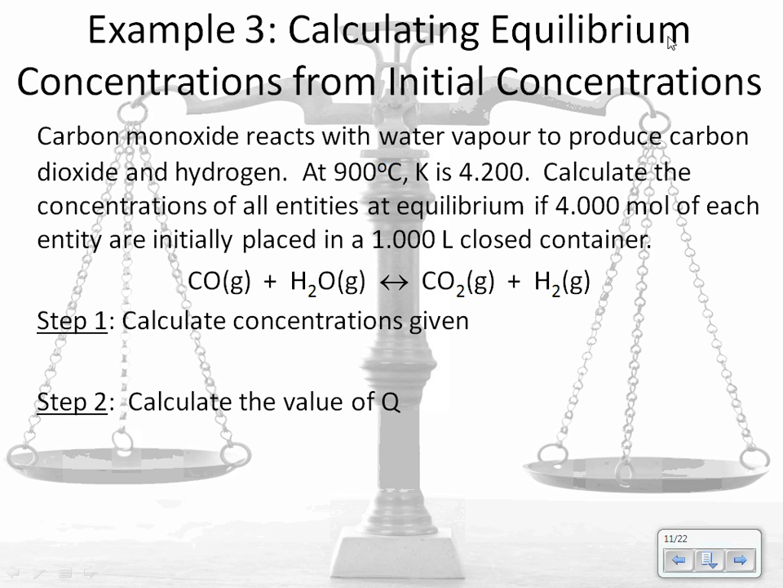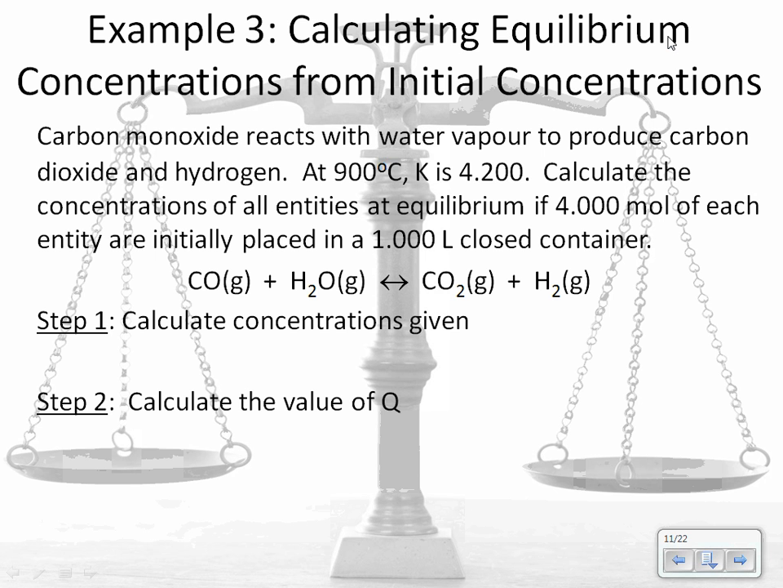Carbon monoxide reacts with water vapor to produce carbon dioxide and hydrogen. At 900 degrees, K is 4.2. Calculate the concentrations of all entities at equilibrium. 4 moles of each entity are placed in a 1-liter closed container.